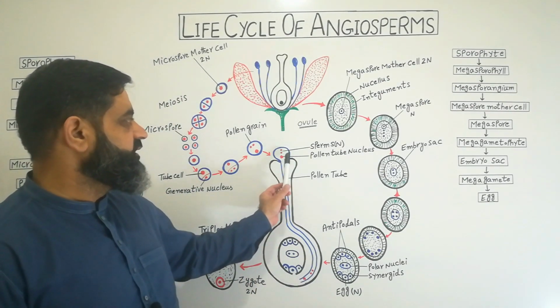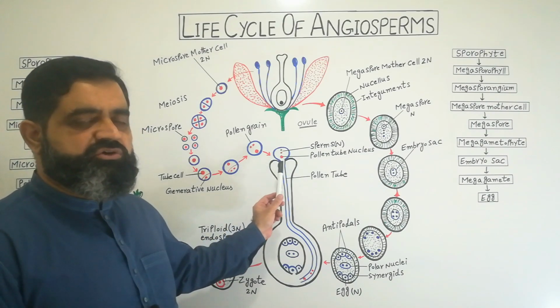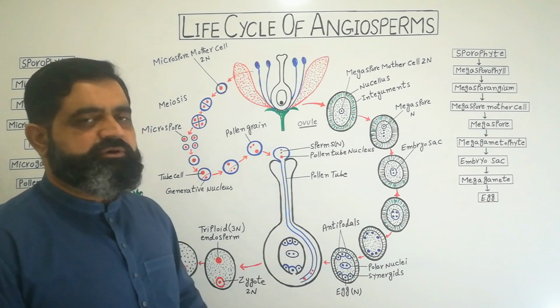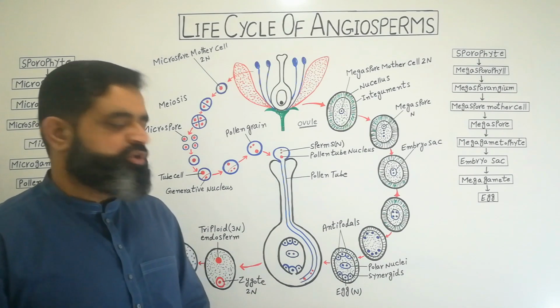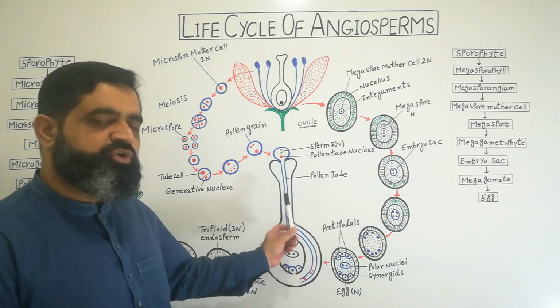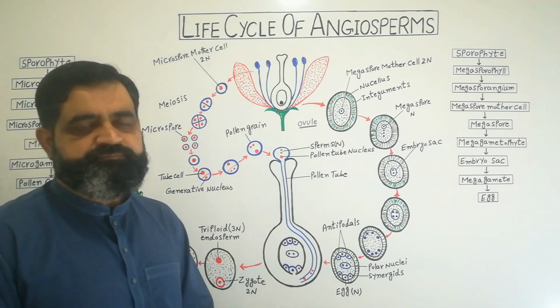When a pollen grain falls on the surface of the stigma, it has to reach the egg, which is present all the way at the bottom of the carpel.